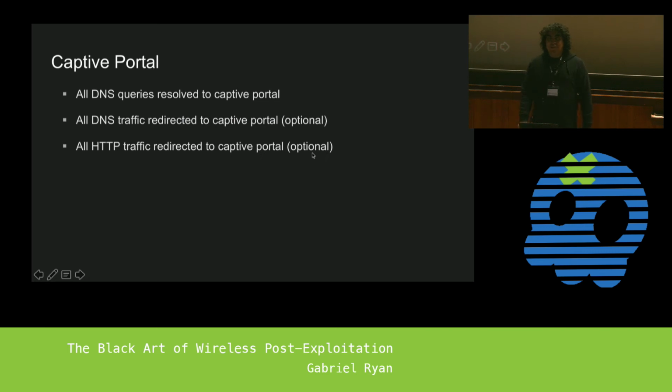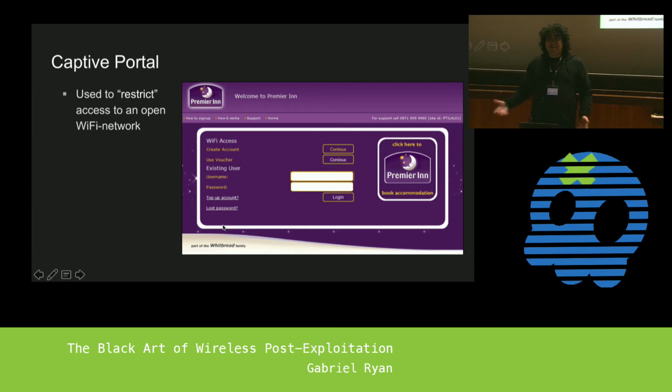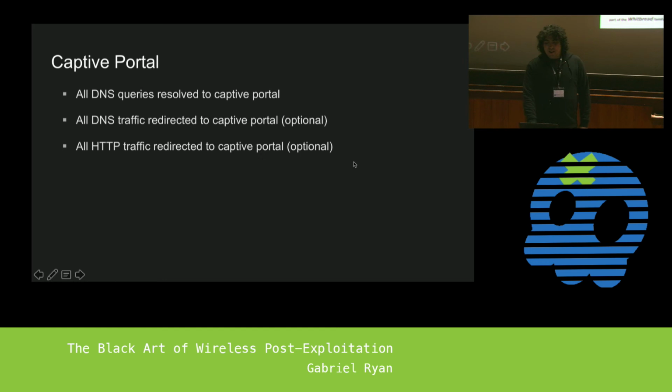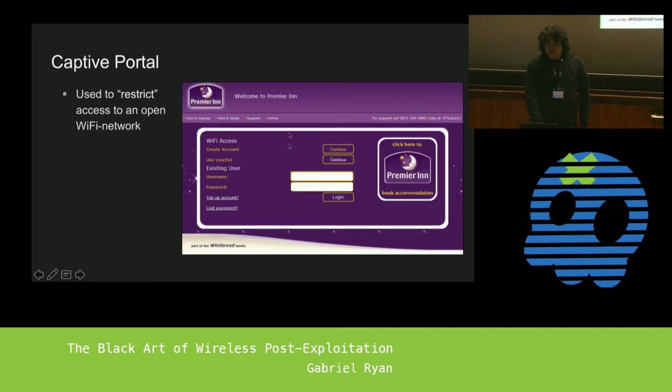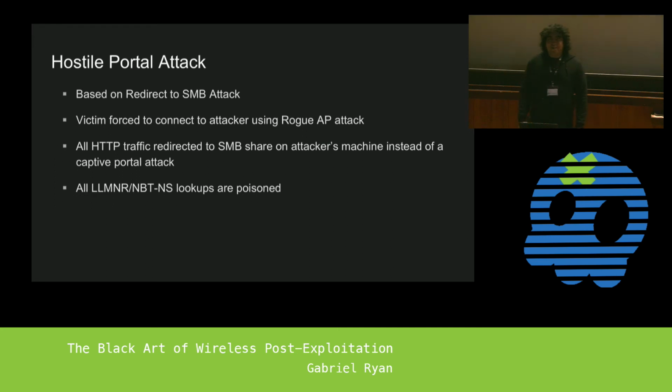And finally, if you really want to be sneaky, you could try specifying HTTP addresses by IP address instead of using DNS. But wait, they are still the gateway, so they can still redirect HTTP traffic, and by doing that, send you back to this login page, which gets rid of DNS caching issues as well, by the way. So the point here is that with a captive portal, essentially all HTTP traffic is being redirected to this portal page, this login page that we see. A hostile portal attack is similar to this, except we're mixing this with a redirect to SMB attack.